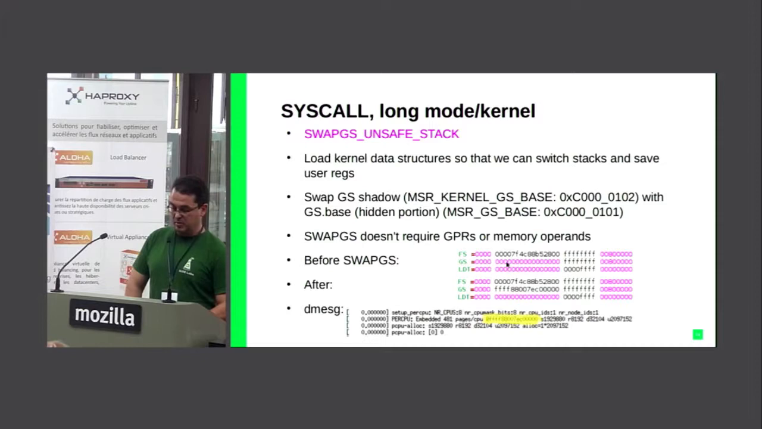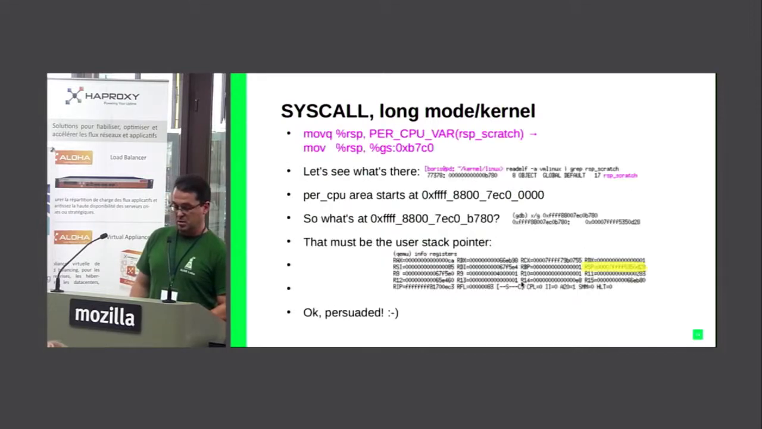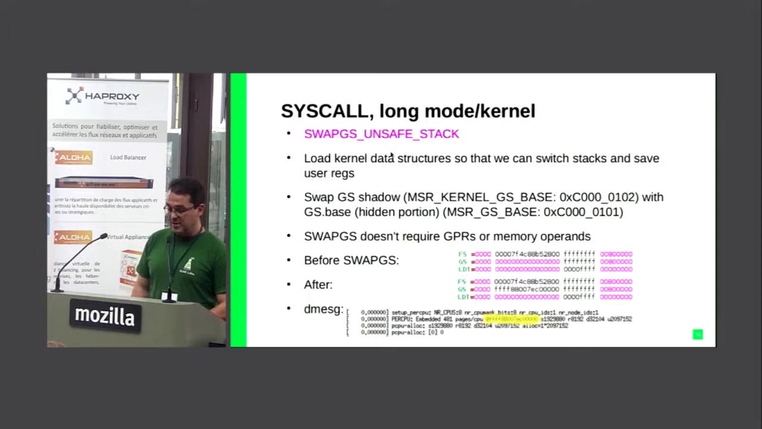And for example, this is before the swapgs instruction, and GS is cleared. And after, there's a kernel address, and if you grab the symbols for that kernel address, that's the base address of the per CPU area. When you've seen how per CPU instructions get executed, they are addressed through the GS register. And in order to access per CPU data, we need to do swapgs, and this is what happens here.